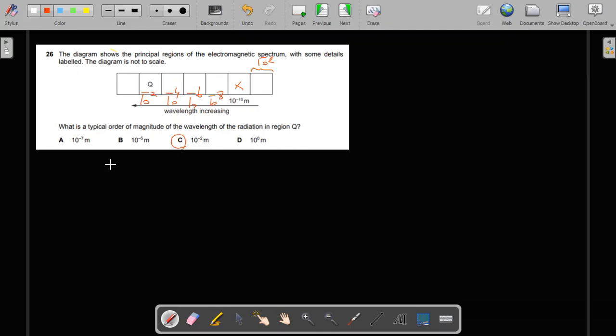The second method is that you should memorize the range of the different electromagnetic spectrum waves. For example, for microwave, you should memorize that. How much is that? It is something like 1 centimeter to 0.1, 0.01 centimeter.